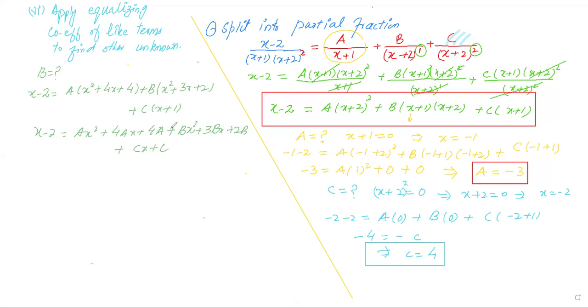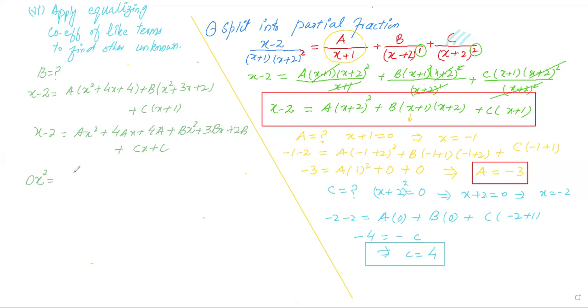Now, as I said, you have to equalize the like terms equal to the like terms. What's the meaning of this? Like terms must be equal to the like terms. So on the left hand side, there are no terms of x square, so you have to write 0x square.